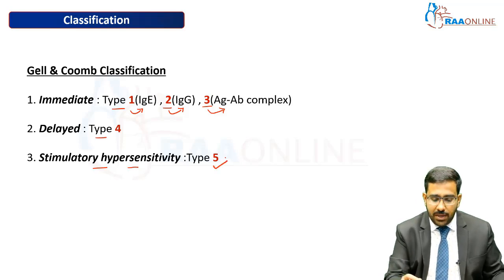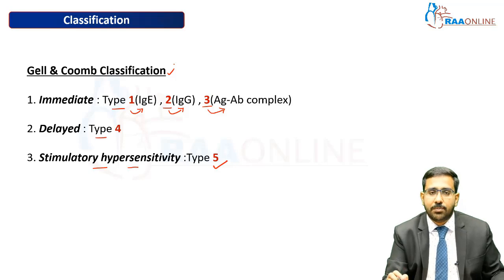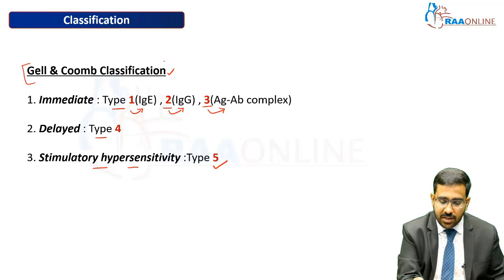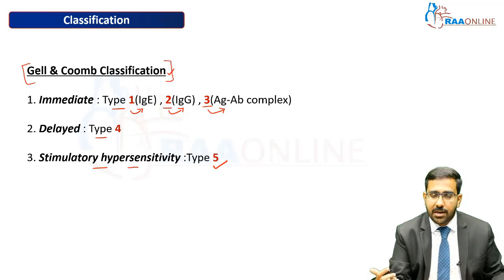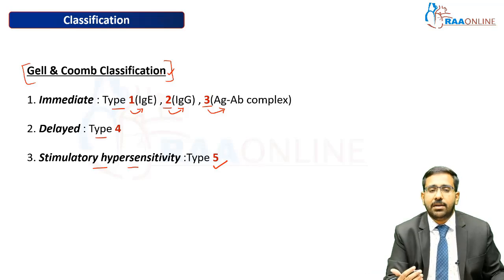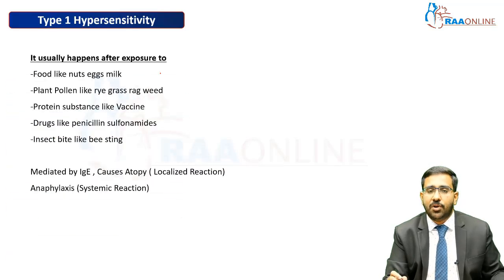So it is classified by Gell and Coombs. This particular question can be asked in the NEET PG examination. So make sure you know about the Gell and Coombs classification, which is IgE mediated, which is IgG mediated, which is antigen antibody mediated, what type 4 is based on, and which is the particular type called stimulatory hypersensitivity. With this, we will move on to type 1 hypersensitivity.